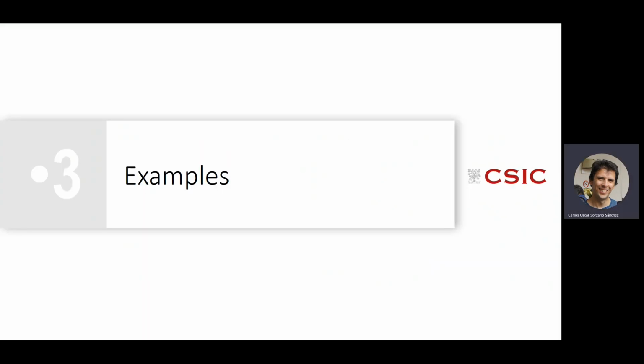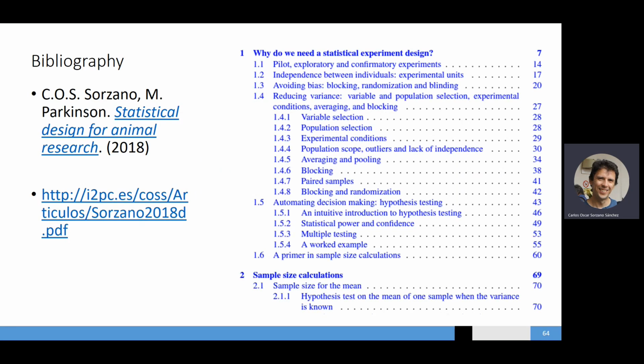Okay, so now let's see some examples of how to calculate the sample size with G-power in this case. I have taken the examples from this book, Statistical Design for Animal Research, that I wrote a number of years ago. And here is the link to the book, and also here you see the outline of the first chapter.